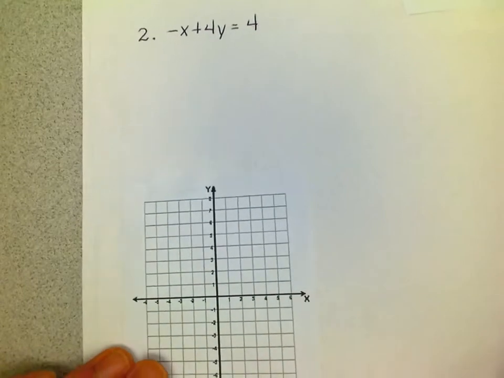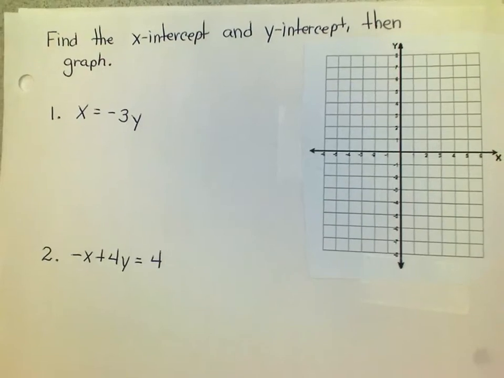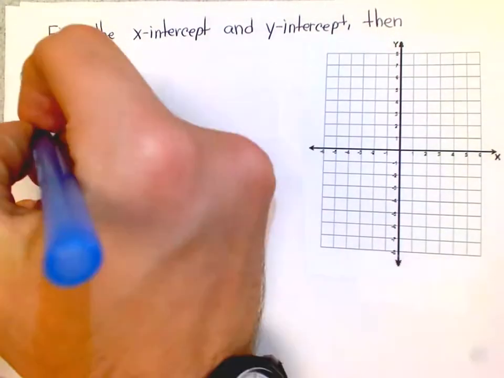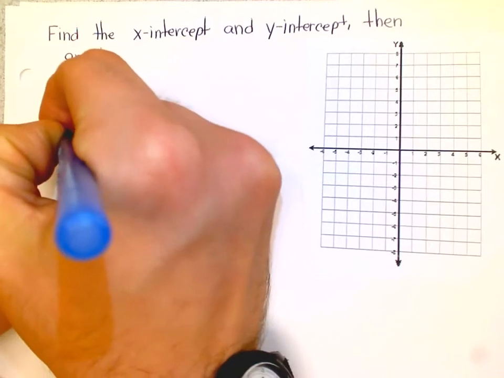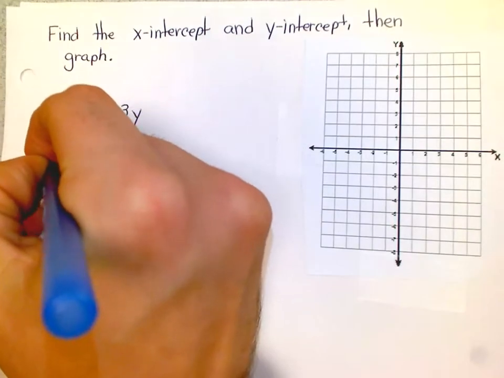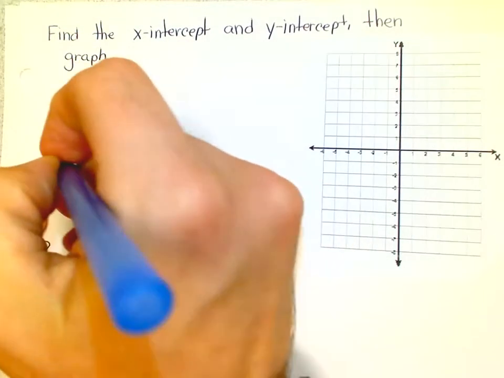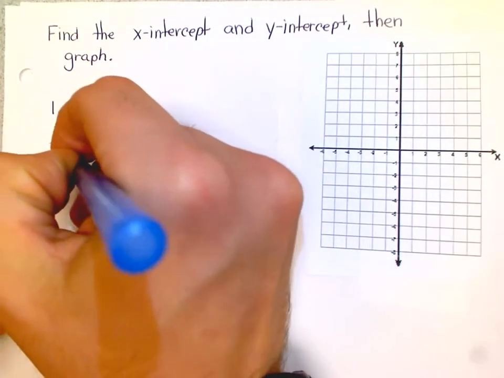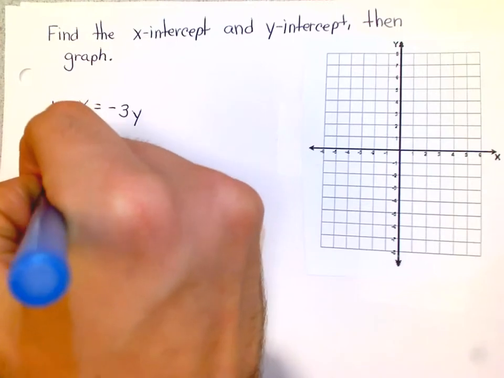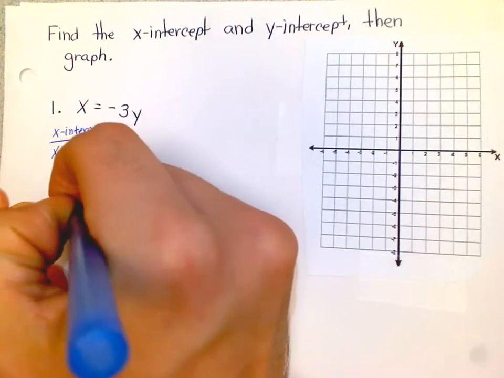Let's continue on. Okay, so I believe we're going to be asked to find the x-intercept and y-intercept, then graph. So let's start off. X-intercept. Let's rewrite our equation. X equals negative 3y. For this, we plug a 0 in for y and solve for x. X equals 0. So that makes the point 0, 0.